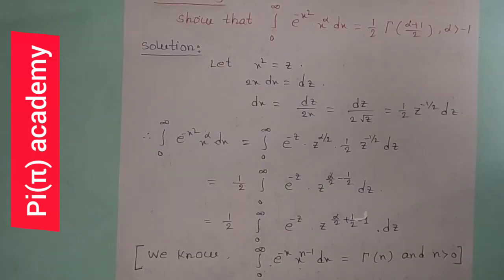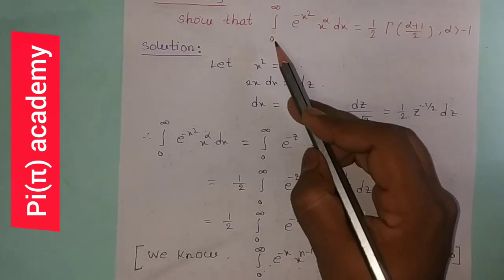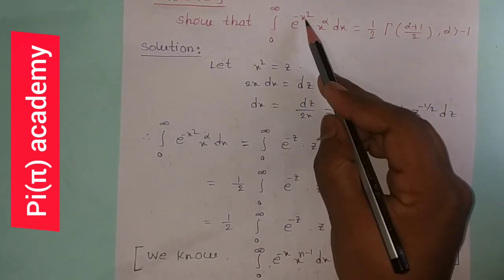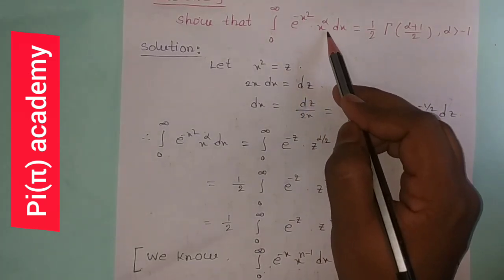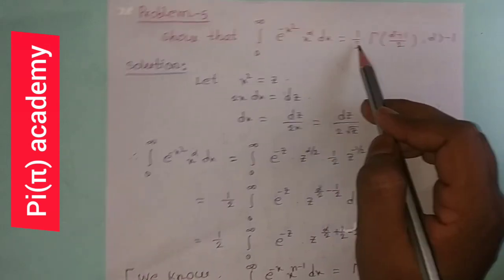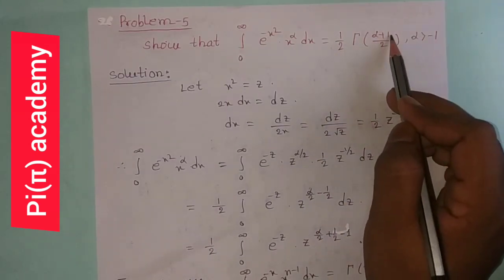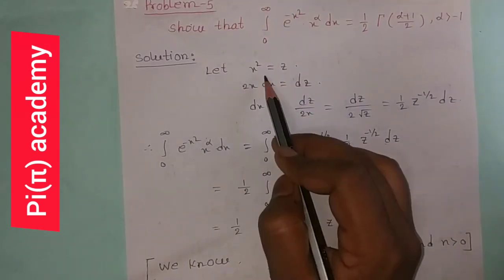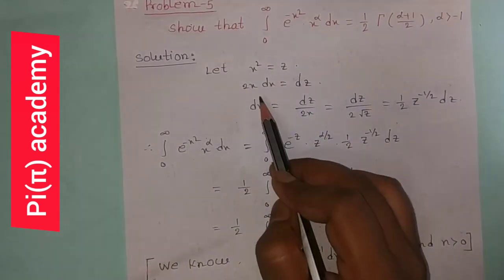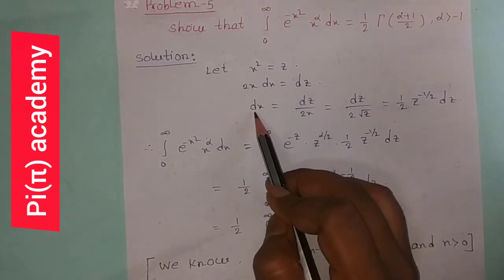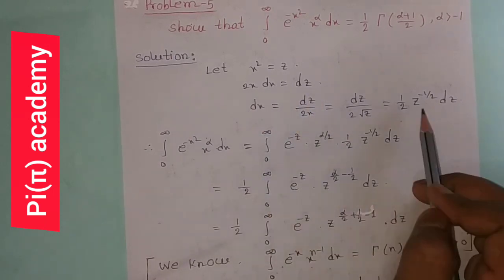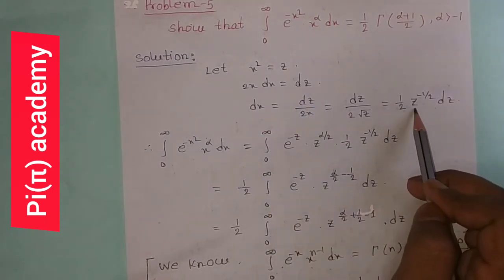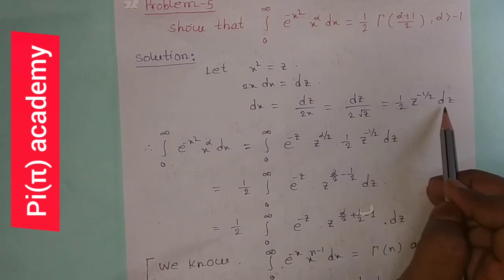Now problem number 5. Show that the integral from 0 to infinity of e to the power minus x square into x to the power alpha into dx equals half into gamma (alpha plus 1 by 2), where alpha is greater than minus 1. Let x square equal z. Therefore 2x dx equals dz. Therefore the value of dx is half into z to the power minus half into dz.